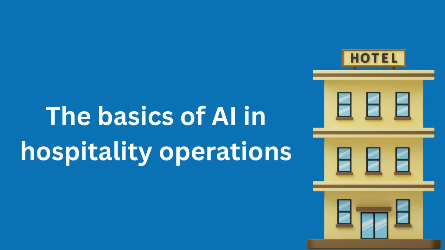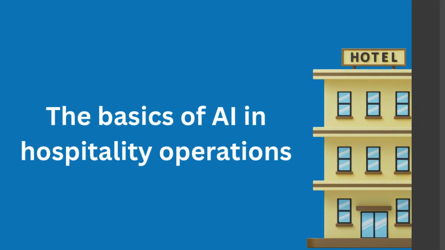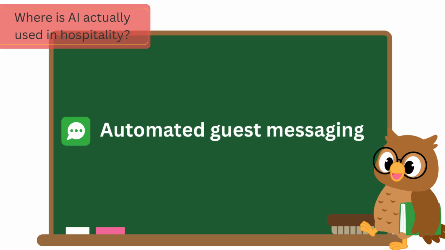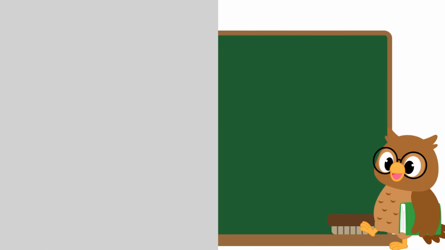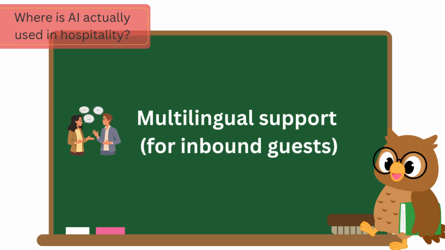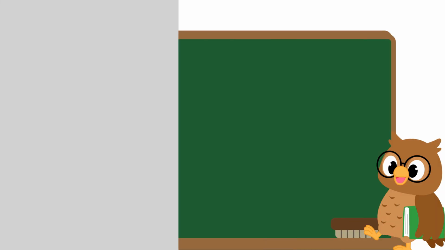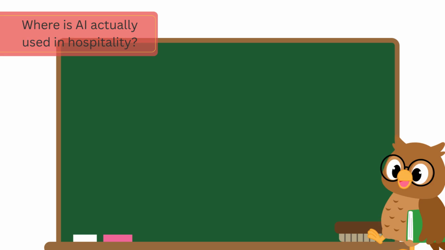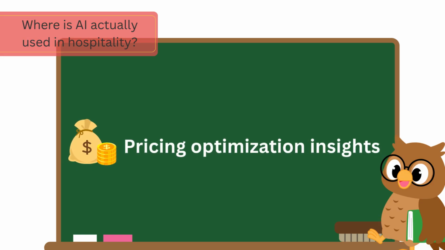Let's start with the basics of AI in hospitality. Where is AI actually used? For example, automated guest messaging, multilingual support for inbound guests, scheduling and housekeeping support, and even pricing optimization insights.